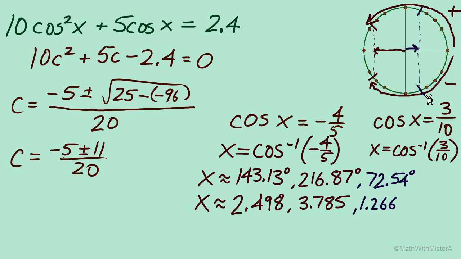To find the location in quadrant 4, same moves basically. Here's a positive 72.54 degrees. So the other way, let's start at 360 and backtrack by 72.54 degrees. Or in radians, begin with 2 pi and backtrack by 1.266 radians. And that will lead us to our last two results. In degrees, 287.46, and in radians, 5.017. So here's an equation that had 4 total solutions. Here are the 4 in degrees, here are the 4 in radians.